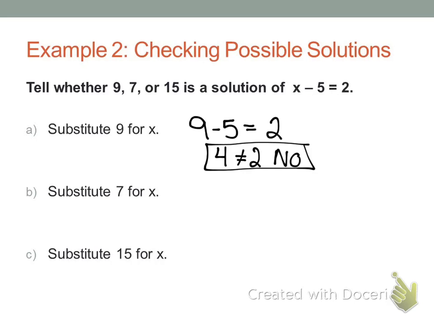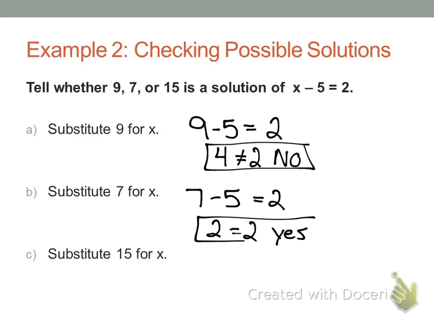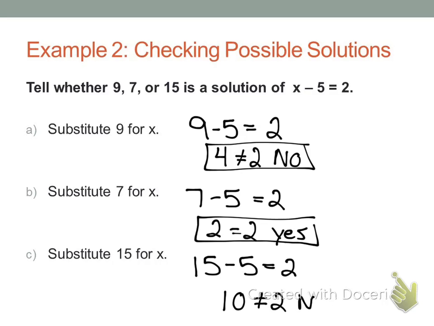All right, so on your homework, make sure you show me this equals this and yes, or this doesn't equal this and no. All right, so what about the next one? 7 minus 5 equals 2. Well, what's 7 minus 5? 2. So 2 equals 2. Yes. Make sure you show me how both sides equal each other. All right, and then the last one, what's 15 minus 5? 10. So 10 does not equal 2, and no.